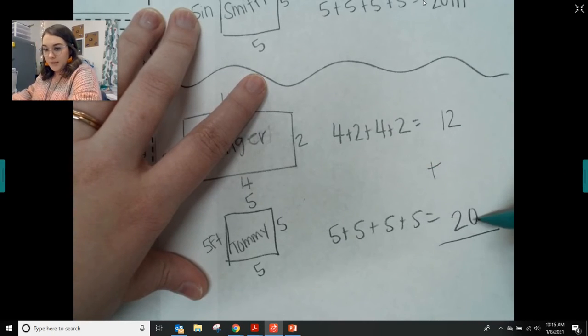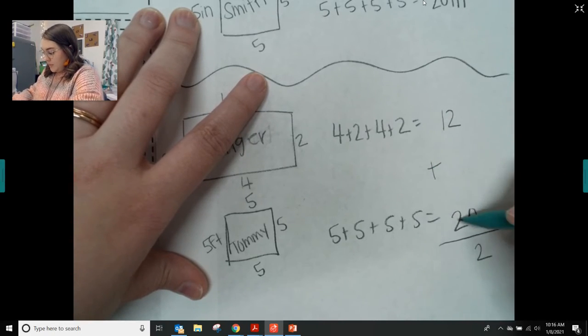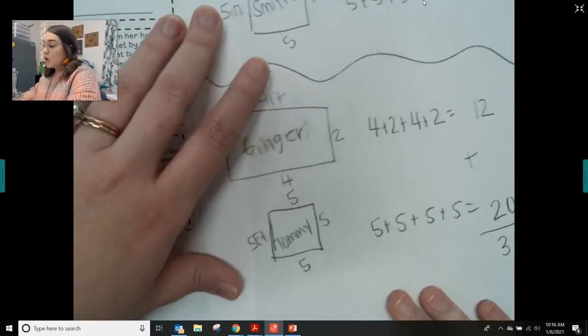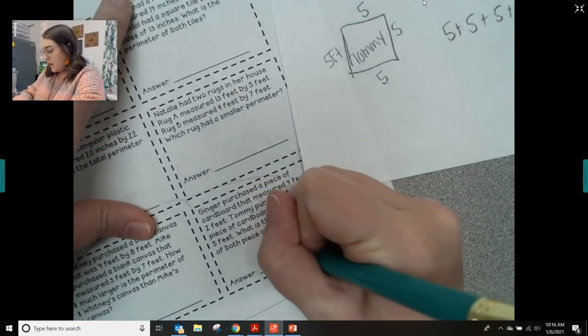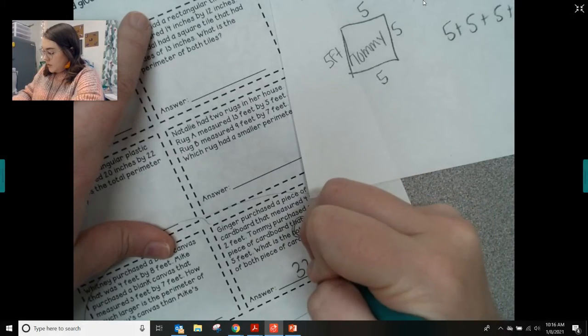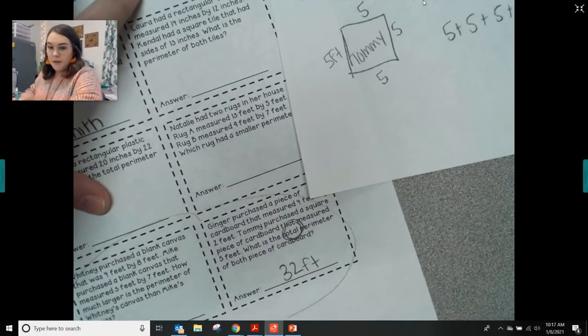So 2 plus 0 is 2. And 1 plus 2 is 3. So our total perimeter is 32 inches. Nope, feet. 32 feet.